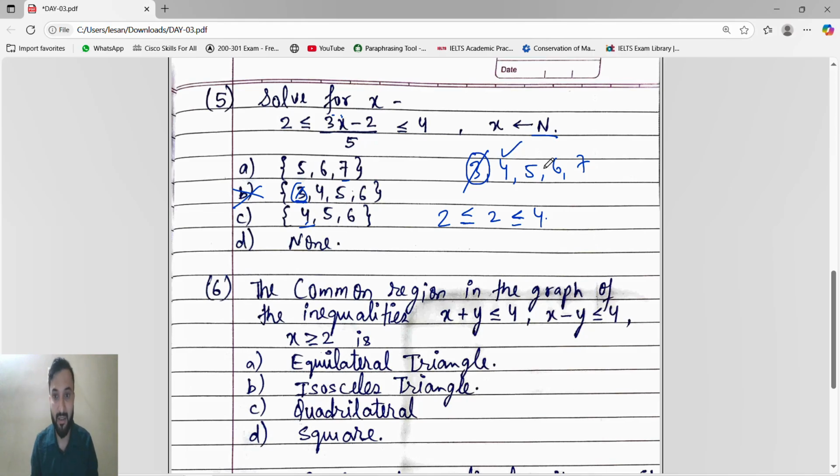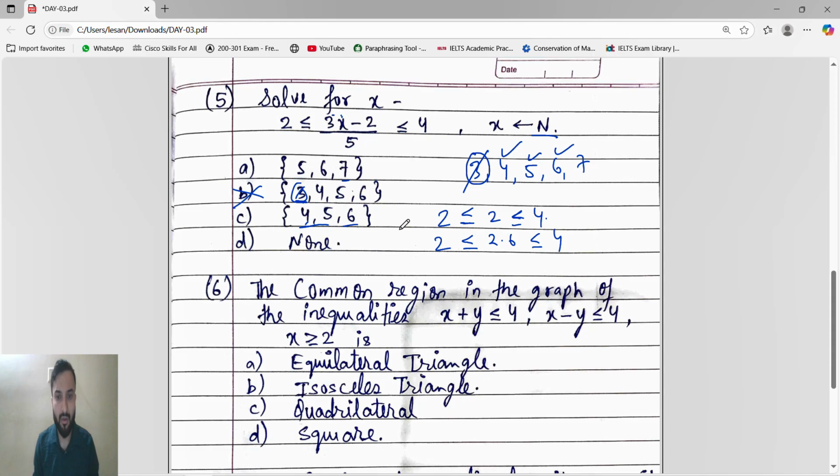Let's see 5. 3 times 5 is 15, 15 minus 2 is 13, 13 divided by 5 is 2.6. 4 is greater than 2.6, and 2.6 is greater than 2. So 5 is also satisfying. If 4 and 5 are satisfying, 6 will also satisfy. We have to just check for 7, but let's see 6 also.